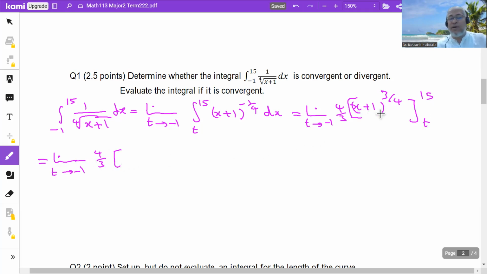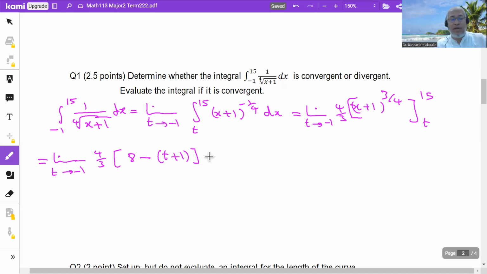Now replace x by 15. 15 plus 1 is 16. 16 to the power 3 over 4 is 8. Okay. The fourth root of 16 is 2. 2 to the power 3 is 8. You can check by the calculator. Minus. Now I replace x by t. So I have t plus 1.